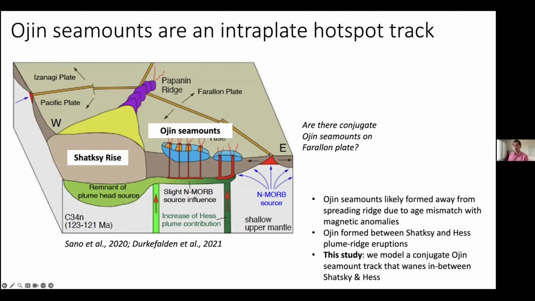And so there are some questions about whether, because it's not forming right at the ridge, it could have formed to the side. Are there conjugate Ojin seamounts on the Farallon plate? And so in the next few slides, I'm going to show a model of the conjugate Ojin seamounts showing waning. So these originally would have formed at the ridge, and then we have waning magnetism, and then the Hess rise forms afterwards.